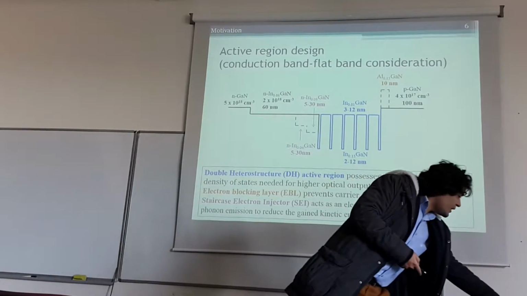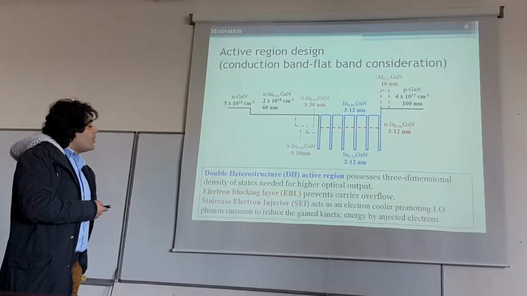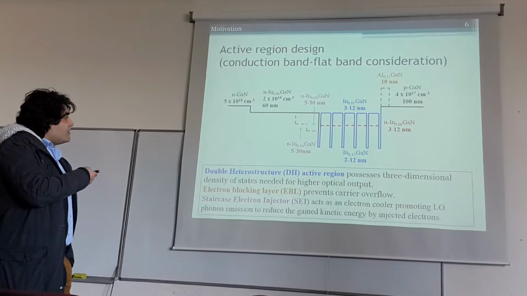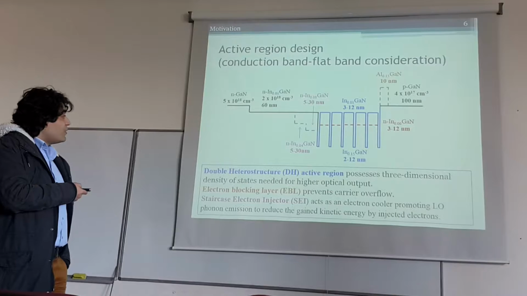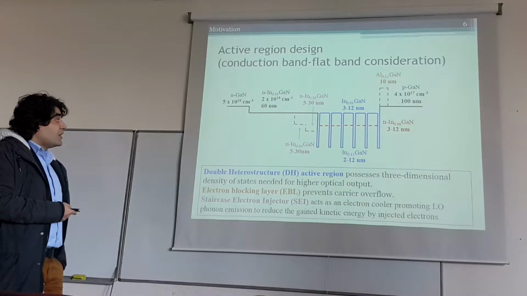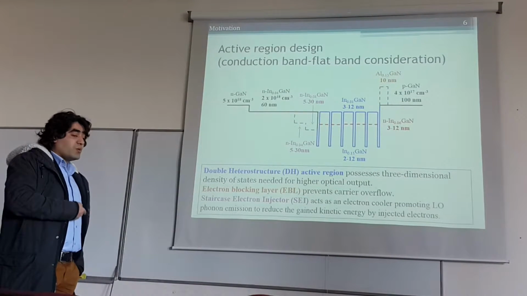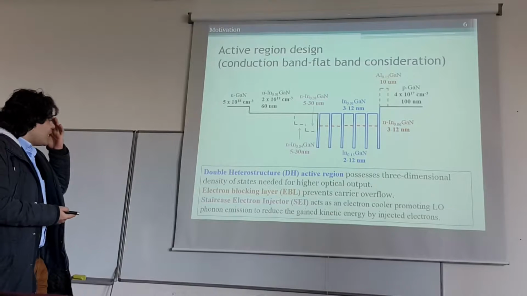Or we can change the barrier thicknesses to very high values also, to increase the distribution of carriers in the quantum wells, so we can reach higher optical output.